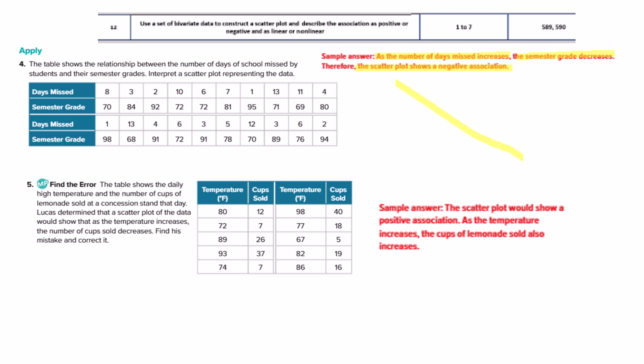Right. Number 5, it says find the error. When you look at this set of data, when you plot it, it should show a positive association, simply because as temperature, the higher the temperature, that means the number of cups of lemonade sold on that day should increase. So as temperature increases, the cups of lemonade should also increase.